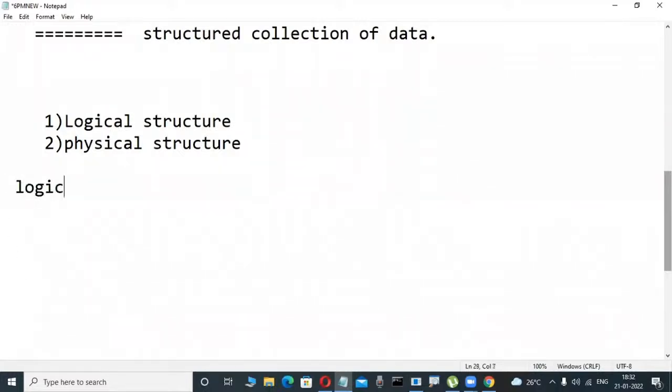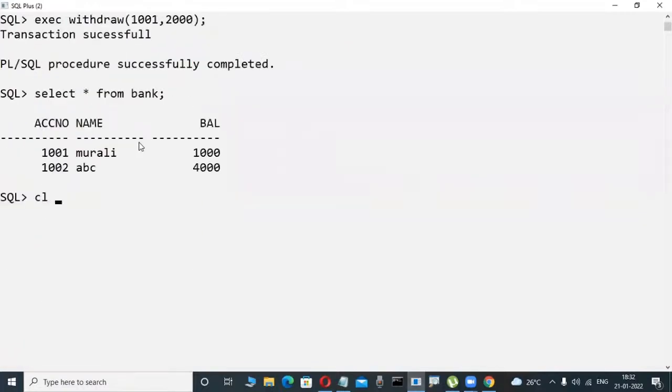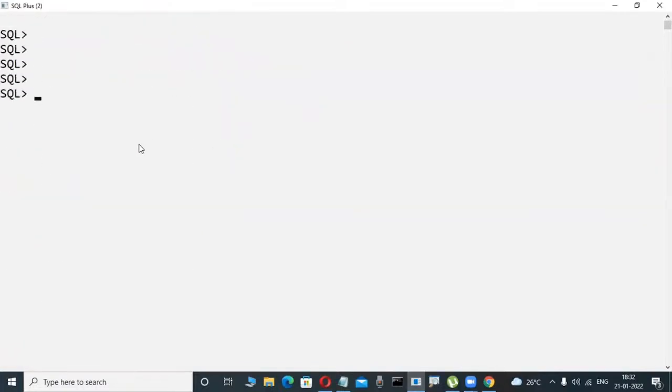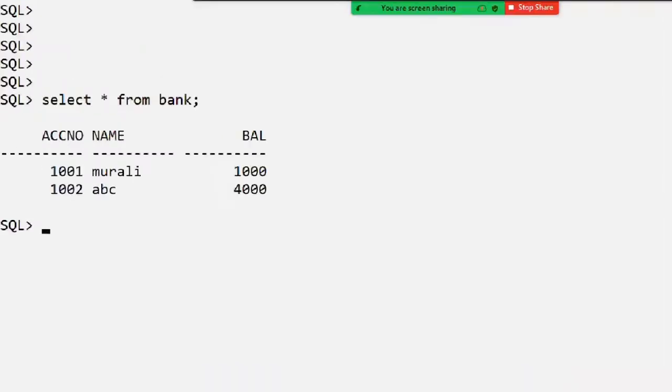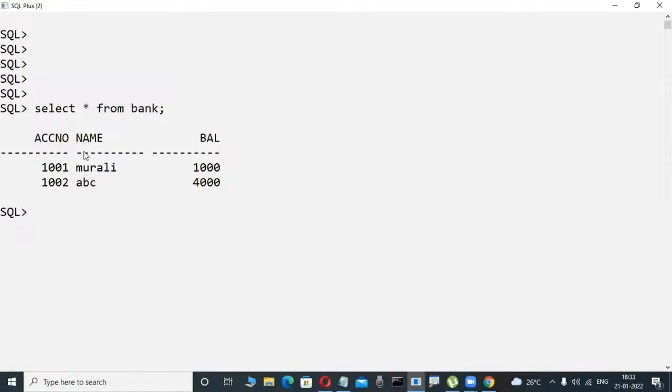Logical structure is very easy. Now check it out. Slowly observe it here. Suppose this is Oracle, and I'm installing it. In this Oracle, I try to create a table. Maybe bank is a table. These tables I create with some syntax. Don't worry, SQL language is there.